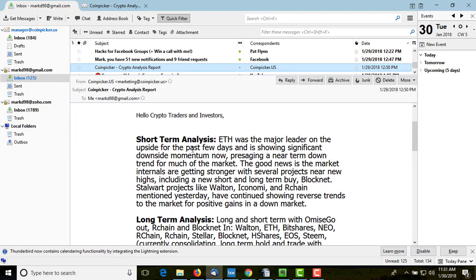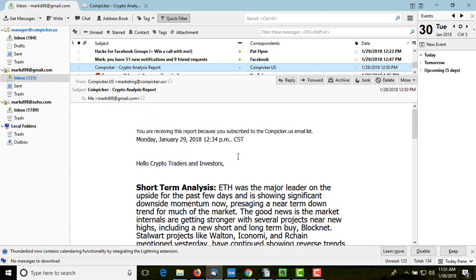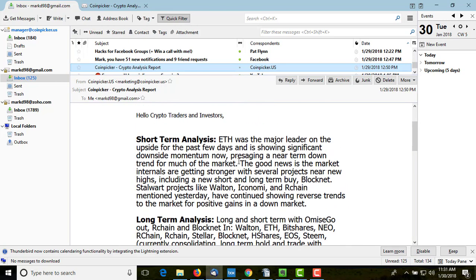Ethereum was the major leader on the upside for the past few days and is showing significant downside momentum, presaging a near-term downtrend for much of the market. Bam. That's what I said. And that was yesterday, the 29th at 12:34 p.m. So I said you can expect this downtrend. This is exactly what happened.